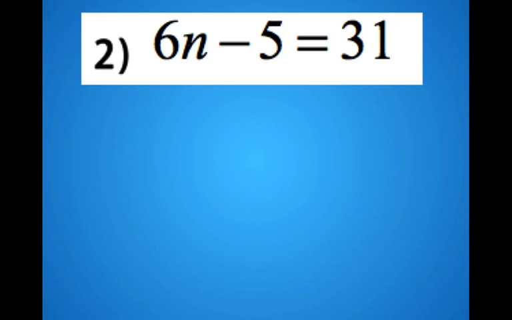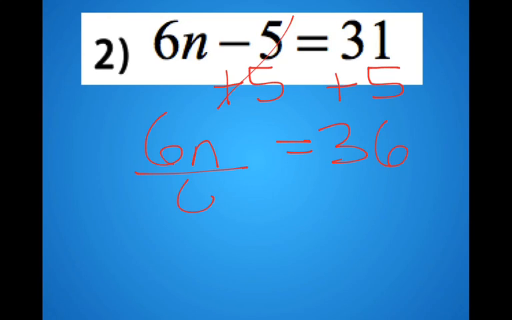The next one, we want to add 5 to both sides. So that'll leave us with 6n equals 36. Divide by 6. So n equals 6.